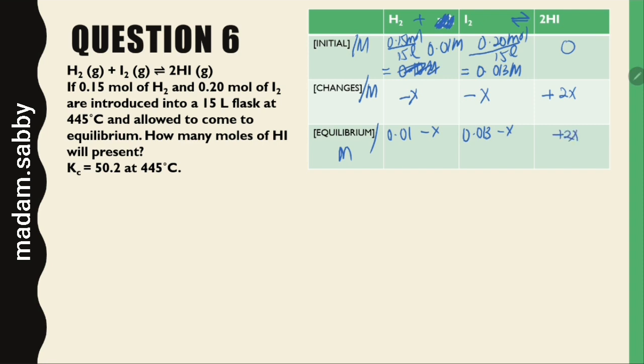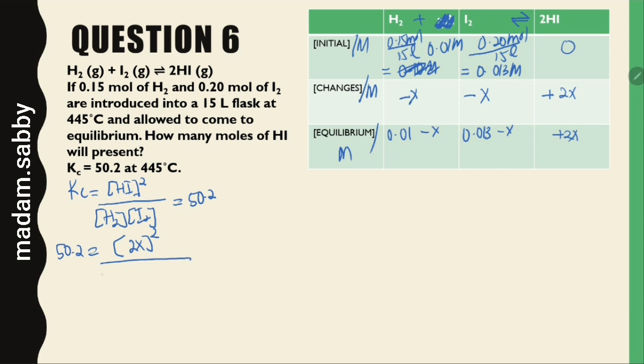So what is the next step? The next step is you have to write down your Kc expression first. Kc equals HI squared over H2 and I2, which equals 50.2. After writing down the expression, you can substitute the concentrations with the equilibrium concentrations in terms of x. So (2x) squared over (0.01 minus x) and (0.013 minus x).